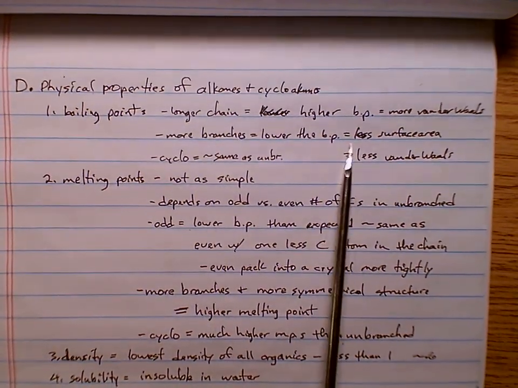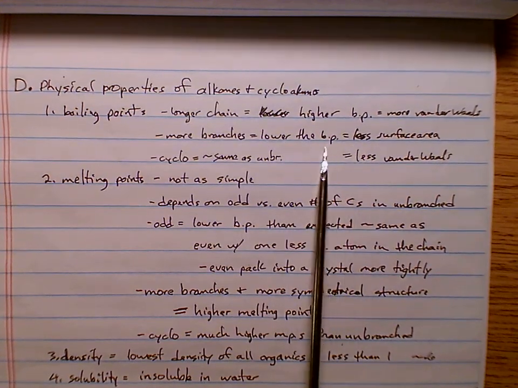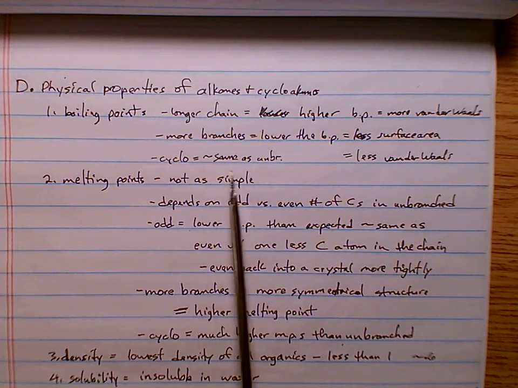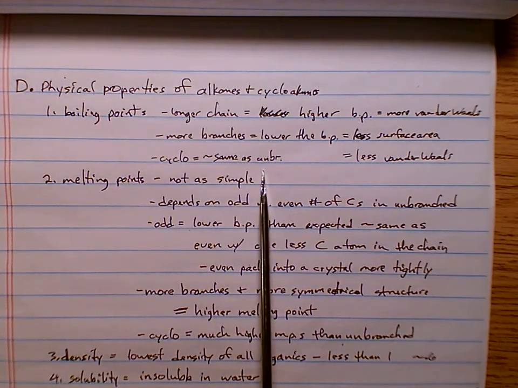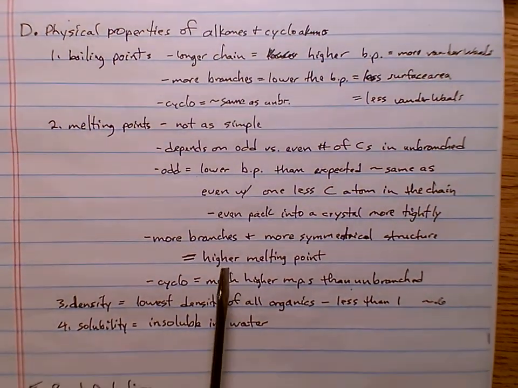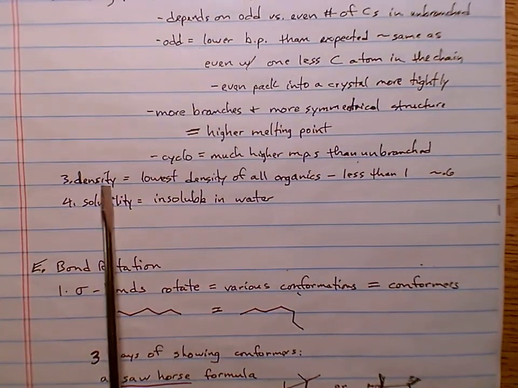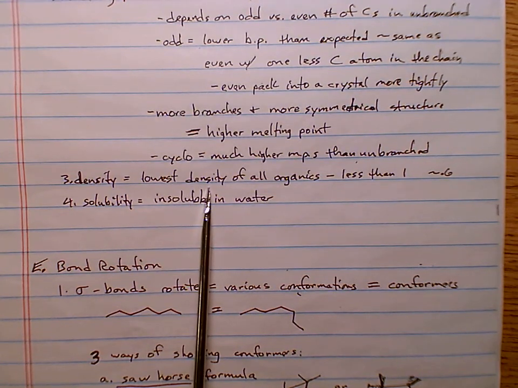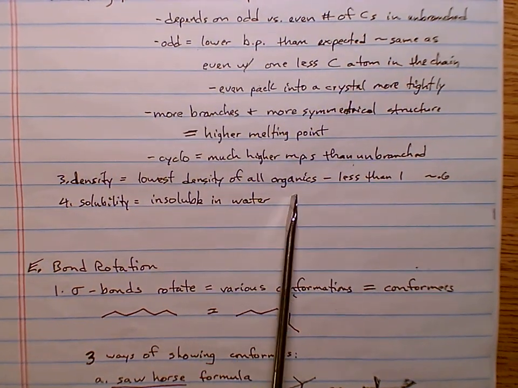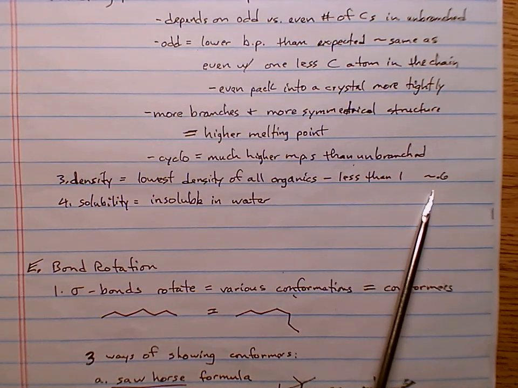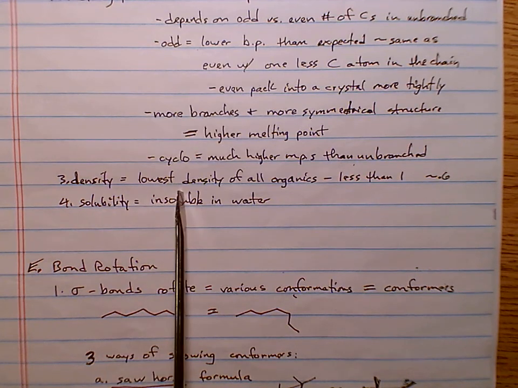As we said, more branches means lower boiling point because of the surface area. A cycloalkane is about the same boiling point as an unbranched alkane. So cyclohexane and hexane have roughly the same boiling point. We talked about melting points already. Density, note we've seen this in lab, the density of alkanes, they have the lowest density of all organic molecules. It's less than 1. It's about 0.6. So 0.6 to 0.7 or so, that's your density of alkanes.